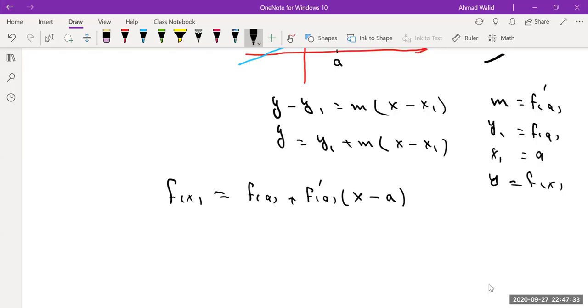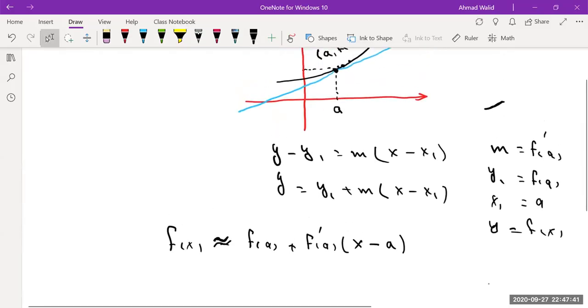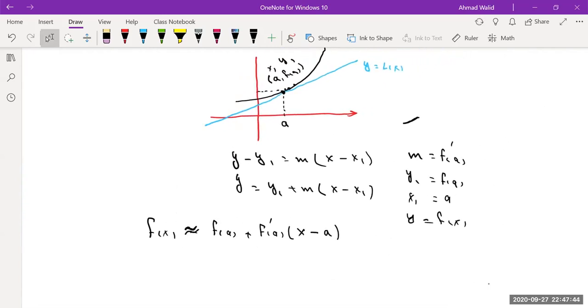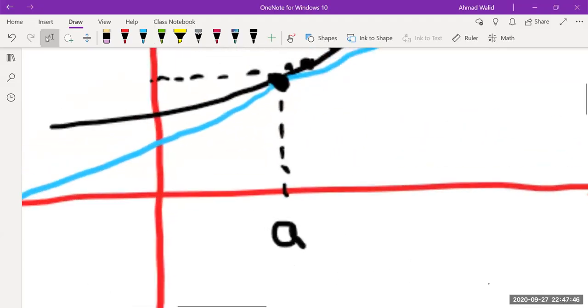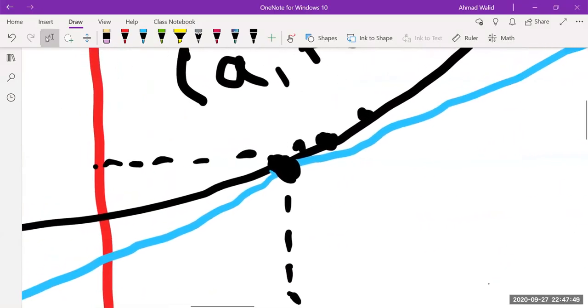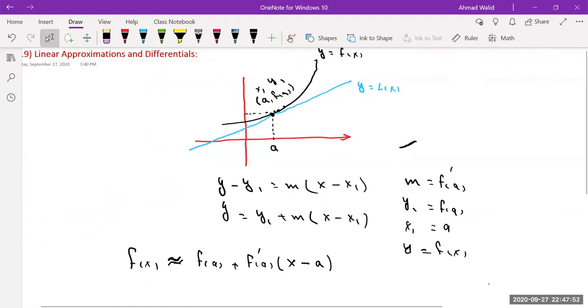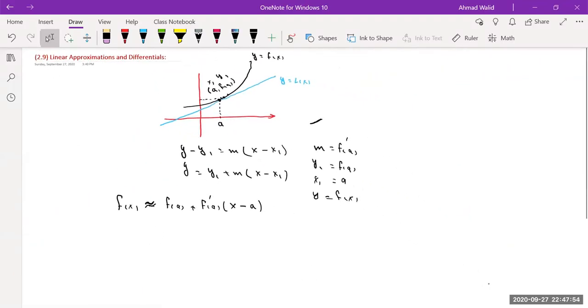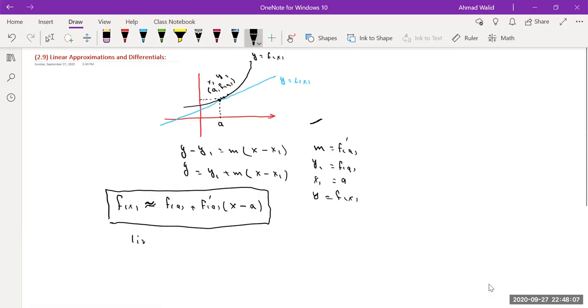If I change this equal sign to an approximation sign, why approximation? I told you the reason. If I zoom, I can change my curve to a line, right? That's why we put it's almost, approximately, my curve becomes like a line. This formula that you see here, and I boxed it for you, we call linear approximation.